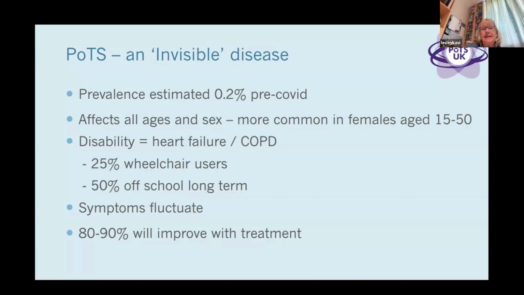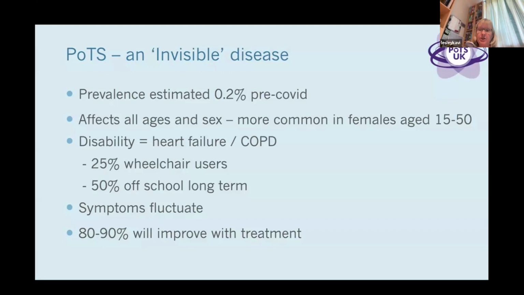And the disability has been equated to significant heart failure and COPD. But, remember, these are conditions that affect older people, and what we're seeing is often actually in younger women in their formative years. We found that 25% of patients were wheelchair users, mainly because of the increase in their symptoms when they're standing, and 50% of children in our cohort were off school in the long term.